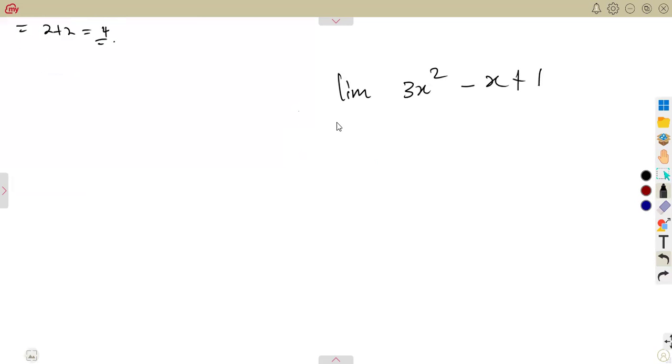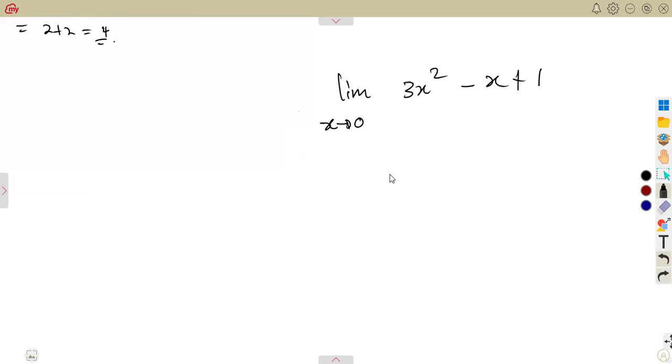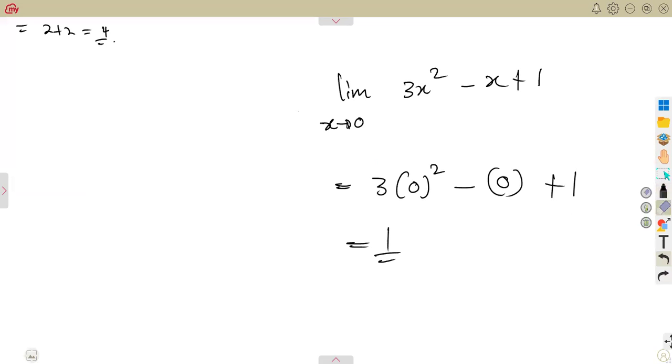I said, when you are given something like this, it's just a fraction, just substitute there. In place of x, that is 3 times 0 squared minus 0 in place of x, plus 1. So that will give you a 1. This one is just direct.